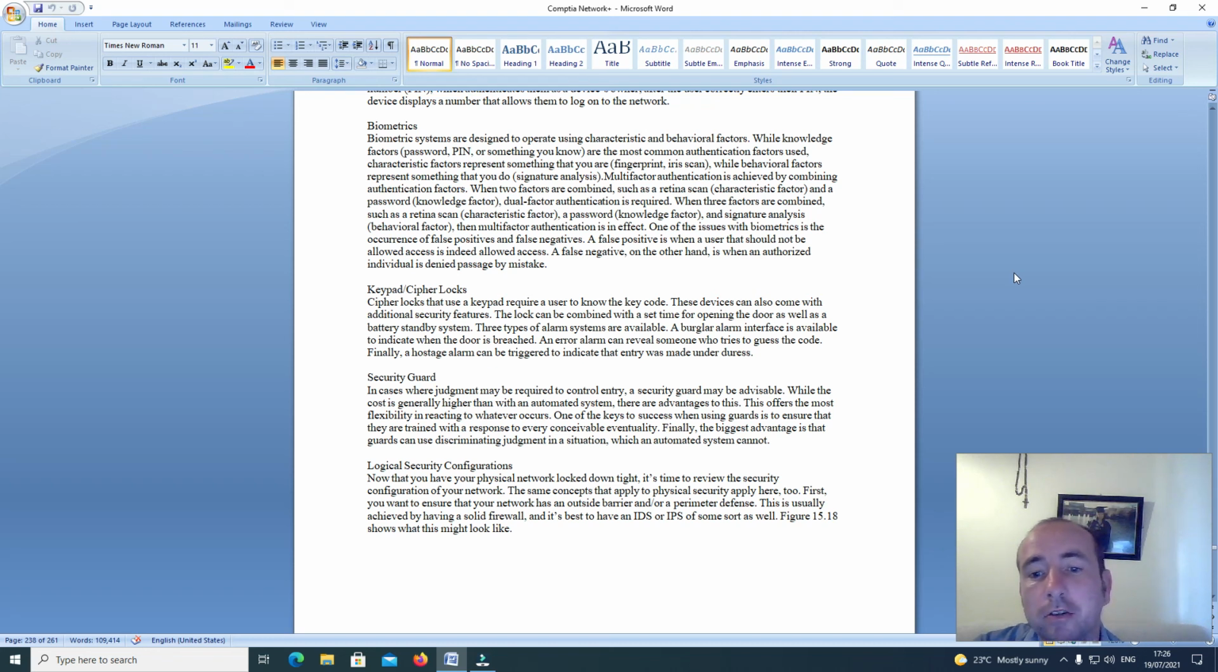When three factors are combined, such as a retina scan, characteristic factor, a password, knowledge factor, and signature analysis, behavior factor, then multi-factor authentication is in effect. One of the issues with biometrics is the occurrence of false positives and false negatives. A false positive is when a user that should not be allowed access is indeed allowed access. A false negative, on the other hand, is when an authorized individual is denied passage by mistake.